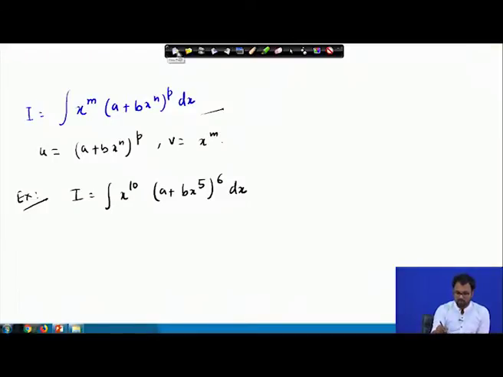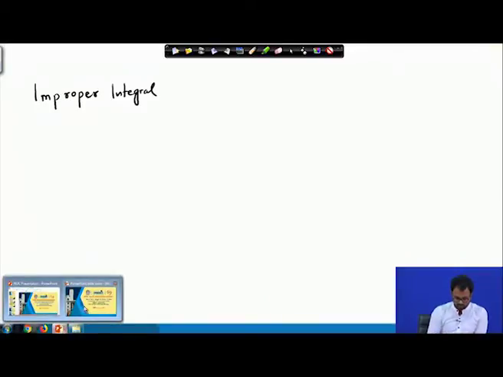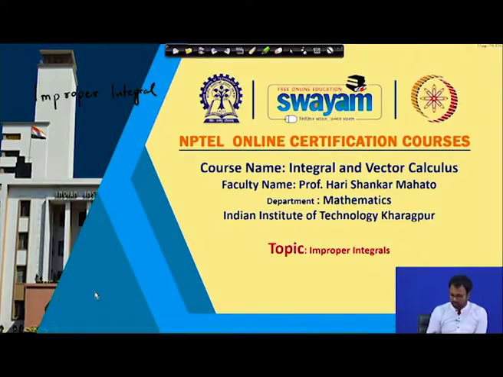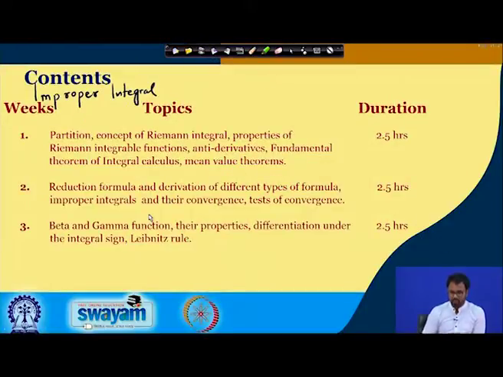So let's go to our next topic, which is improper integral. So that's our next topic in the agenda. As you can see, we were supposed to do reduction formula and their derivation, and the next topic we are supposed to cover is improper integrals, their convergence, and some tests that will confirm the convergence of an improper integral. So let's go back to our topic here.